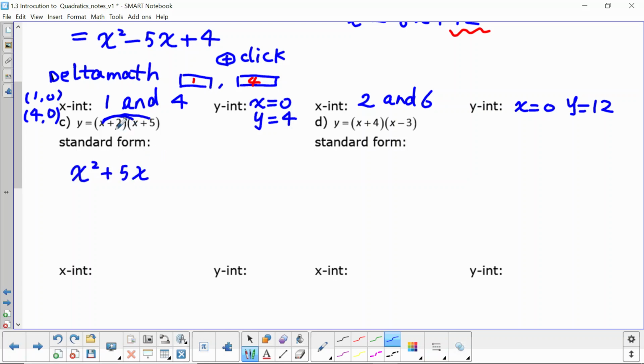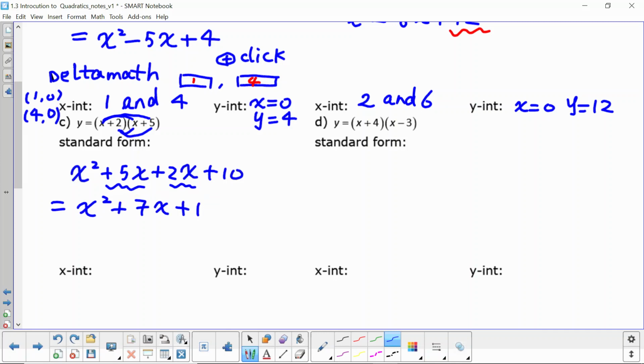Then second term in the first bracket times each term in the second bracket. So 2 times x, with the sign positive, 2 times x is positive 2x. Positive 2 times positive 5 gives you 10. Then combine the like terms. You will have x squared plus 7x plus 10.